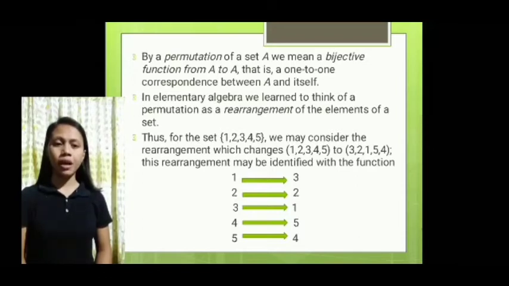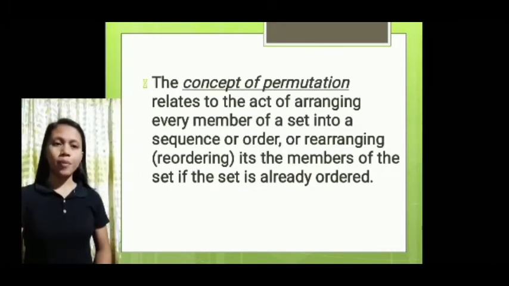In elementary algebra, we learn to think of a permutation as a rearrangement of the elements of a set. Thus, for the set 1, 2, 3, 4, 5, we may consider the rearrangement which changes 1, 2, 3, 4, 5 to 3, 2, 1, 5, 4. This arrangement may be identified with the function. The concept of permutations relates to the act of rearranging every member of a set into a sequence or order, or rearranging the members of the set if the set is already ordered.